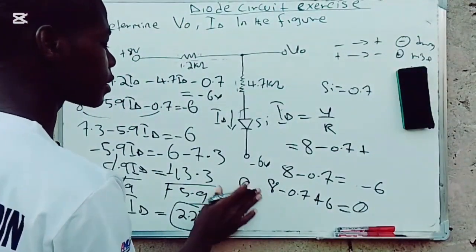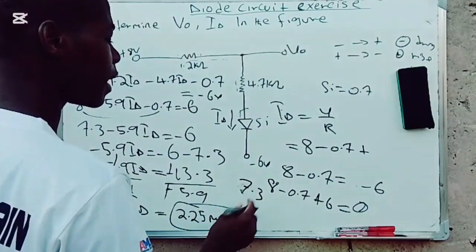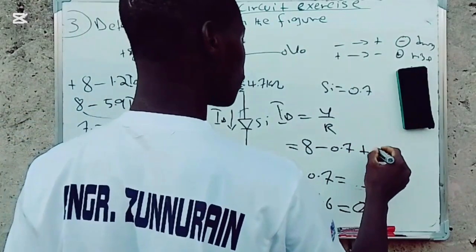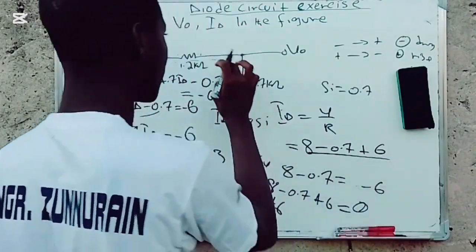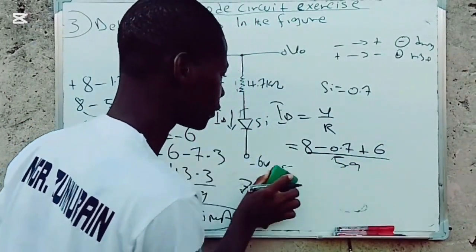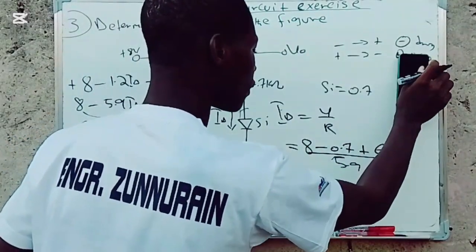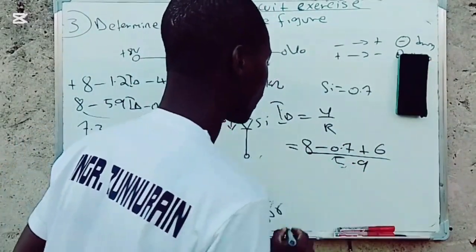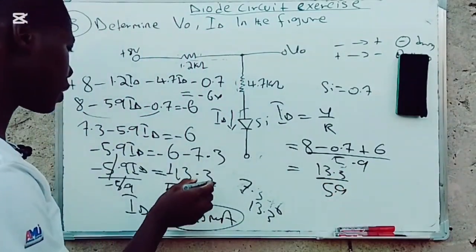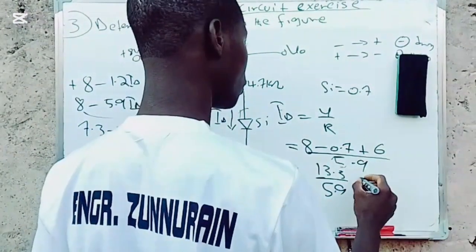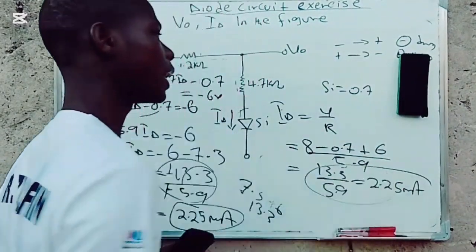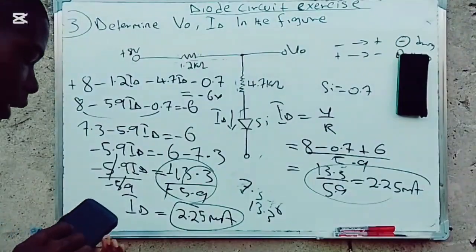If I say 8 minus 0.7, I get 7.3. If I say 7.3 plus 6, I get 13.3. So plus 6, divided by the sum of the resistance, which is 5.9. This should now be equal to 13.3 divided by 5.9, which is the same thing as this, so 2.25 milliamps. So you can use these two ways, as I said in the last video.